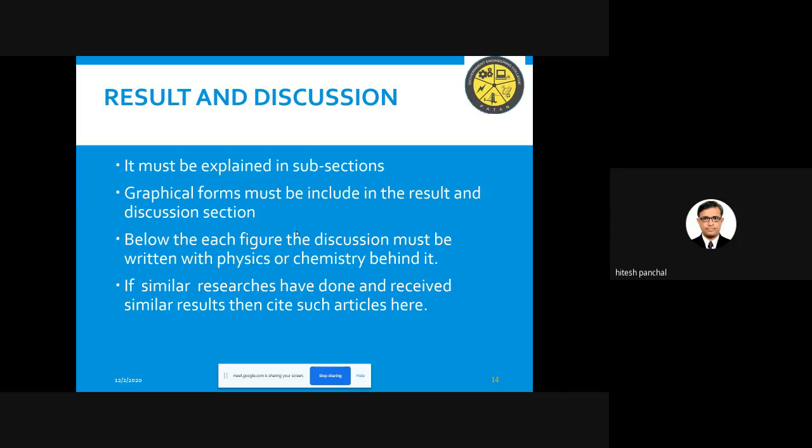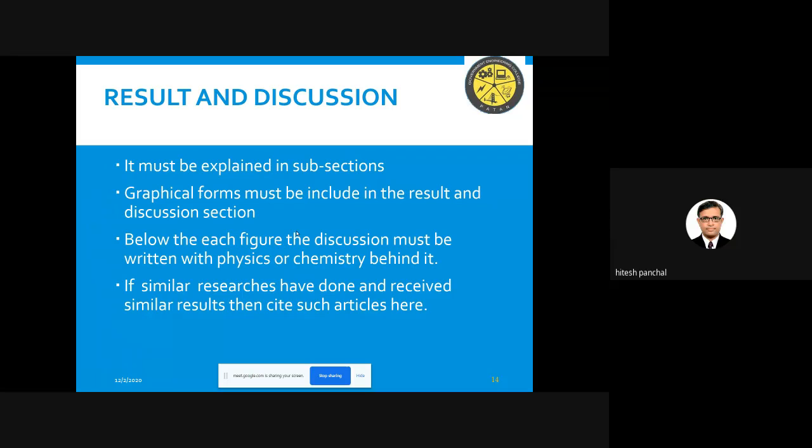So it must not be there. Whenever you write down the result and discussion, it should be in graphical form, and if you add figure number 3, the content of figure number 3 must be added below the figure.